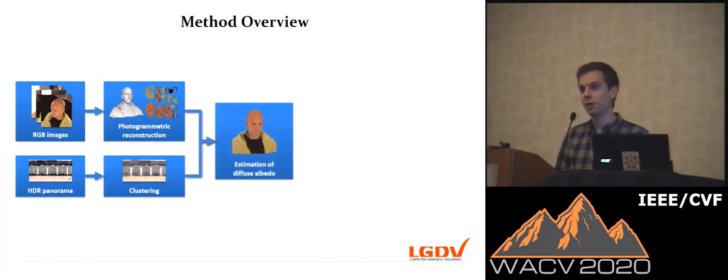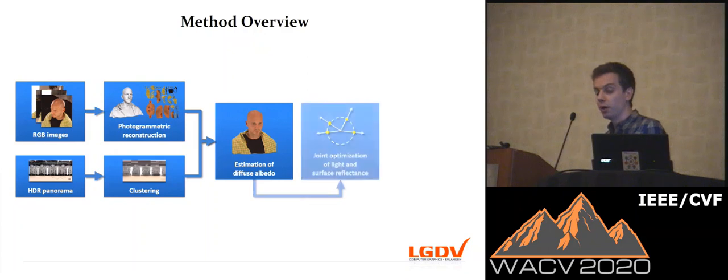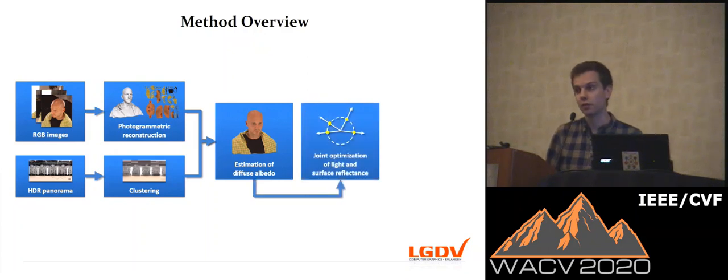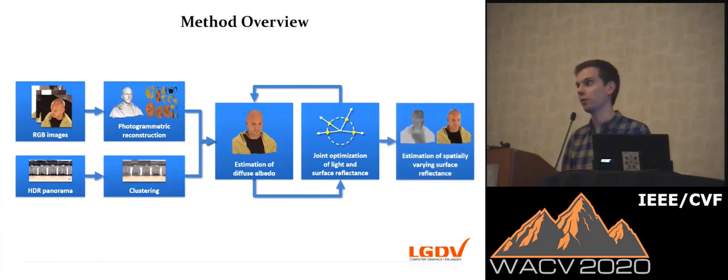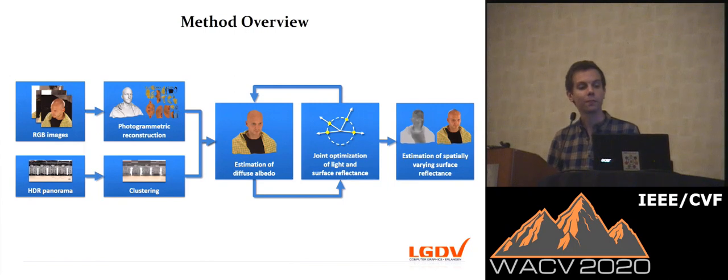With that, we estimate an initial diffuse albedo, and now we jointly optimize for the light distances and for the surface reflectance and iterate this process until we converge. And now we have knowledge about the light setup in the studio and about the diffuse albedo and can estimate high quality spatially varying surface reflectance for the object, for the subject matter.